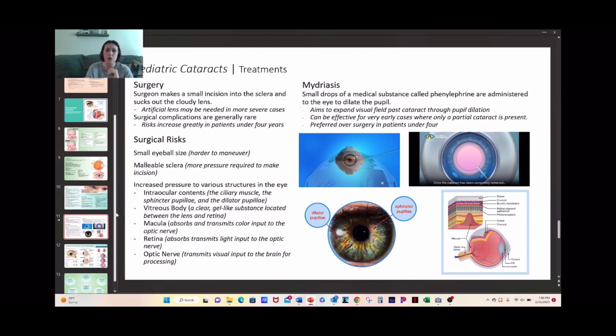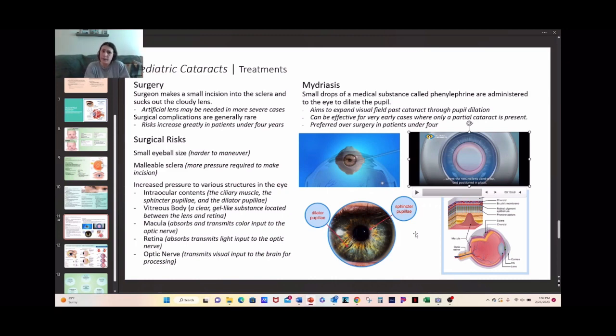Surgery is also an option, and I have 2 videos here. A surgeon makes a small incision into the sclera and sucks out the cloudy lens with a small suction tool. In some cases that are more severe, the patients may need an artificial lens inserted, which is shown in this video here. After the cataract is removed, a plastic lens is inserted and it's smoothed out. No stitches are needed because the sclera heals very quickly.